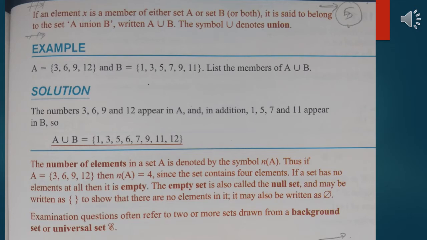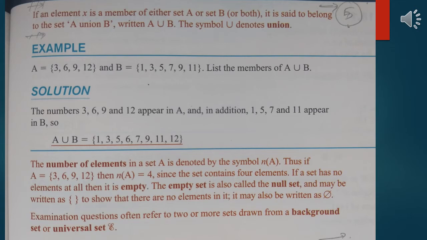Next, if an element x is a member of either set A or set B or both, it is said to belong to the set A union B, that is the combination of A and B, written A ∪ B. The symbol ∪ denotes union. Example: A is {3, 6, 9, 12} just like before, and B is {1, 3, 5, 7, 9, 11}. List the members of A union B.